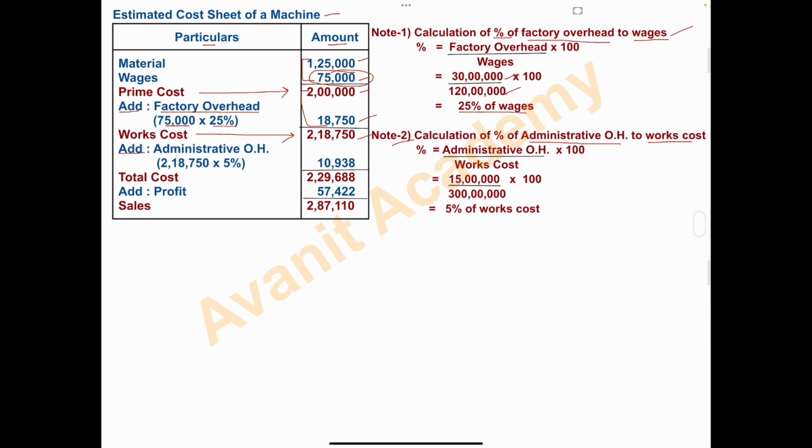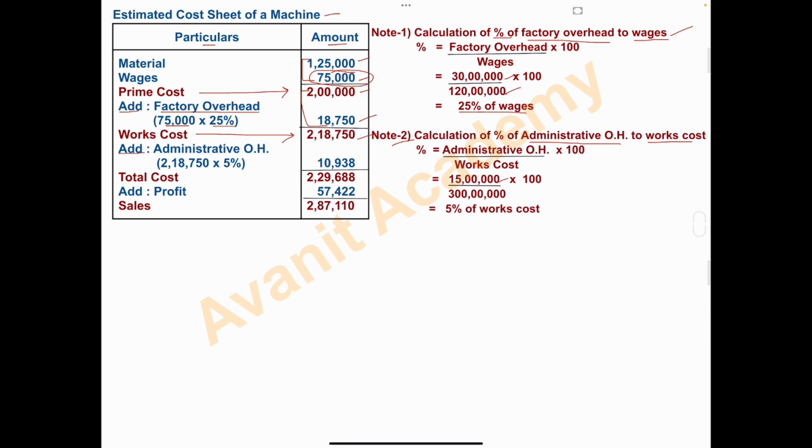To put the values to this formula, refer the previous cost sheet, that is cost sheet for the year ended 31st March 2012. So administrative overhead amount in the previous cost sheet is 15 lakhs. So right here administrative overhead 15 lakhs divided by works cost.